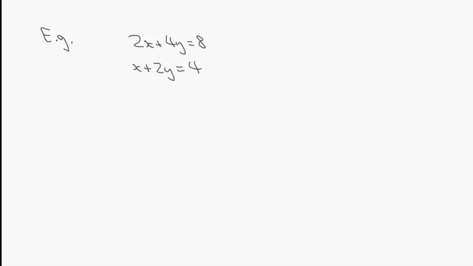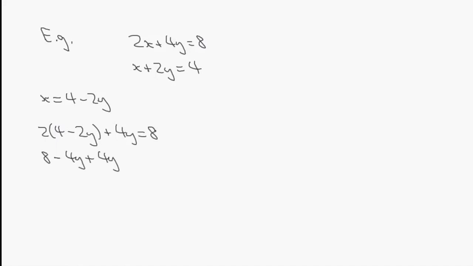Simplifying the second equation, we can tell that x will be equal to 4 minus 2y. Knowing the value of x, we can add it into the first equation. So 2 times (4 minus 2y) plus 4y equals 8. 8 minus 4y plus 4y equals 8. So this means that 0y equals 0.